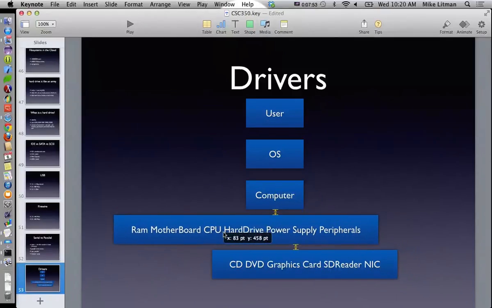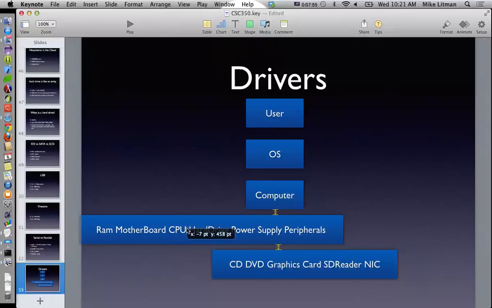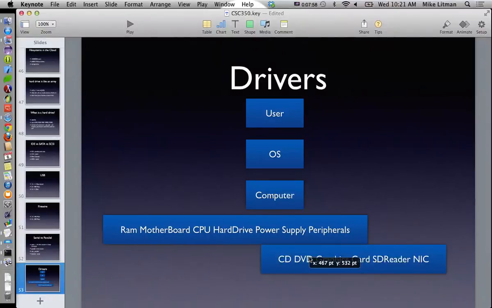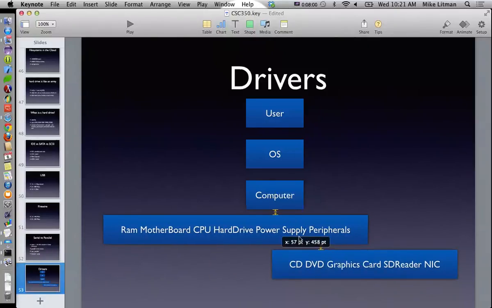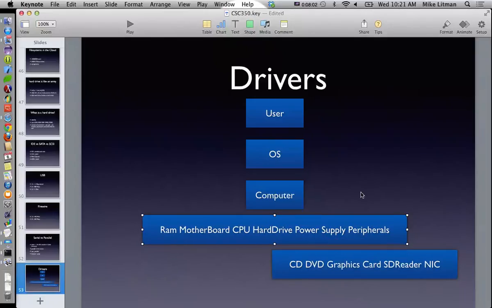Everybody relax. I need to center this. Okay. So, those are peripherals. What's a driver? It's a piece of software that goes in between the computer and the component. What are components? Everything you wrote down. Both these lists are components? Yeah. Okay.